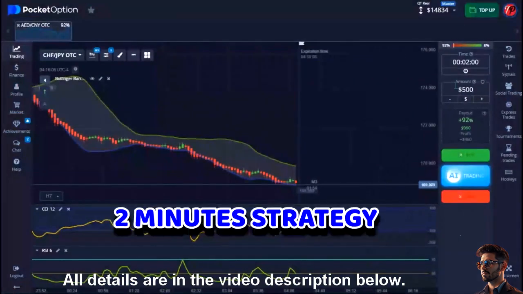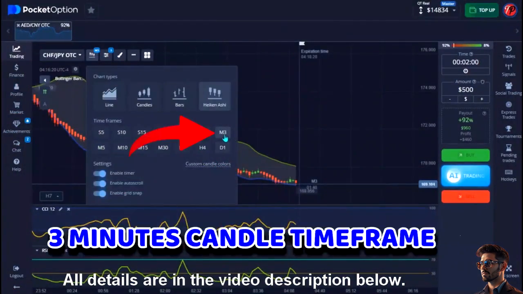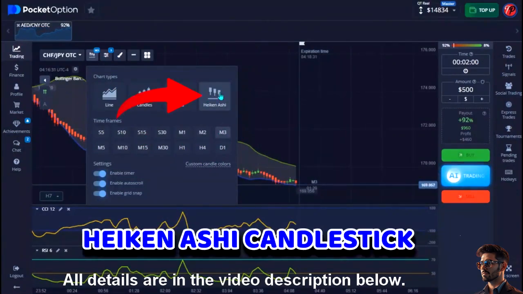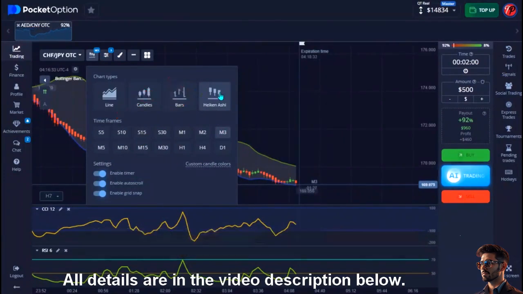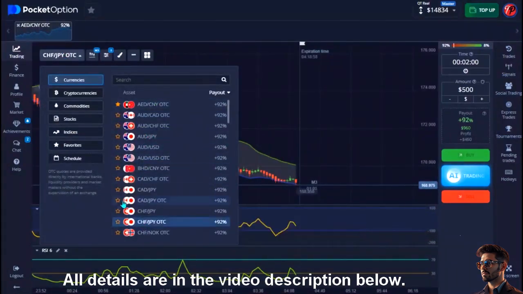This strategy is actually a 2-minute strategy, and I'm on the candle time frame right here. I use it on 3 minutes. It works much better if you use it on a higher time frame. So I'm using it on 3 minutes and 2-minute trade time. I'm also making use of this on Heiken Ashi candlestick. So that's pretty much all you have to do. It's an OTC strategy, so we are doing this with an OTC market.